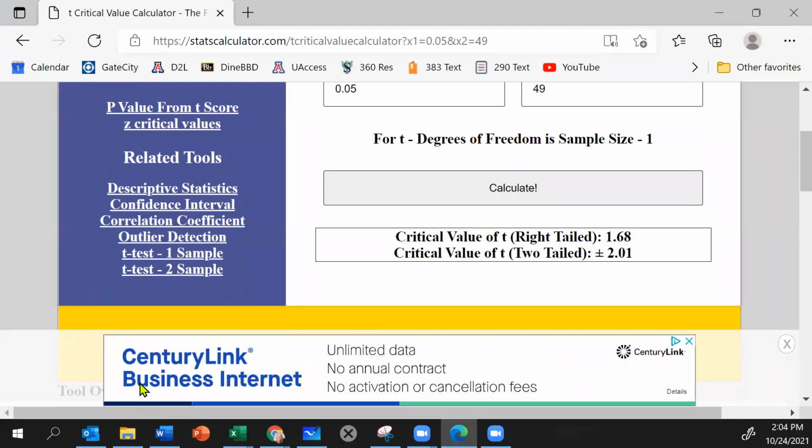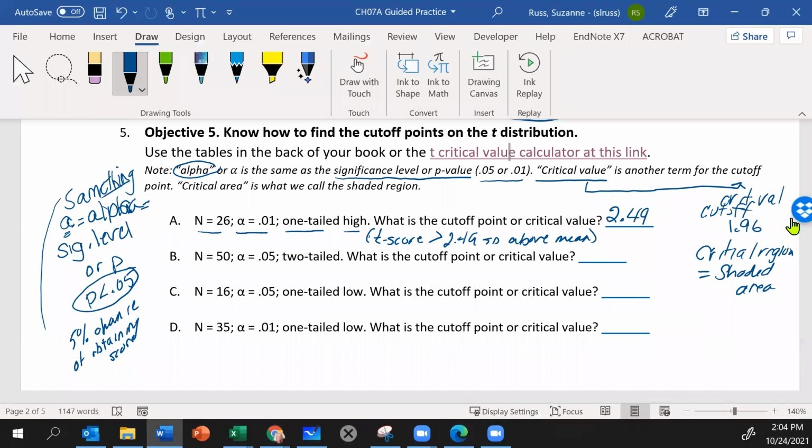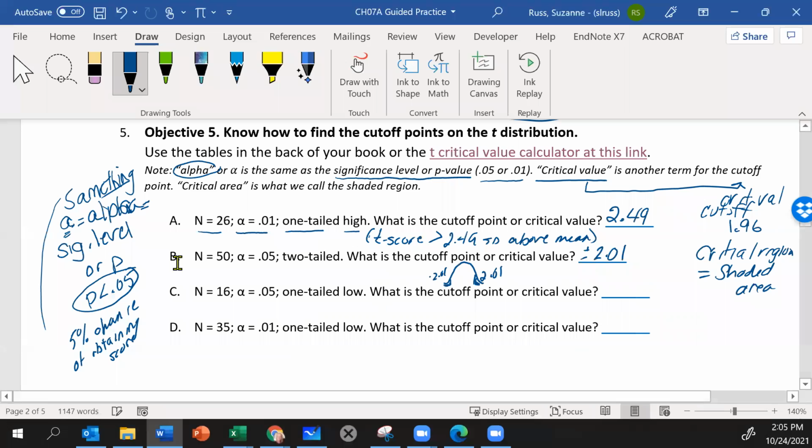That means that we'll write down plus or minus 2.01, and it just means that we are looking for a value in either tail, with the cutoff point of 2.01 on the high end or minus 2.01 on the low end.